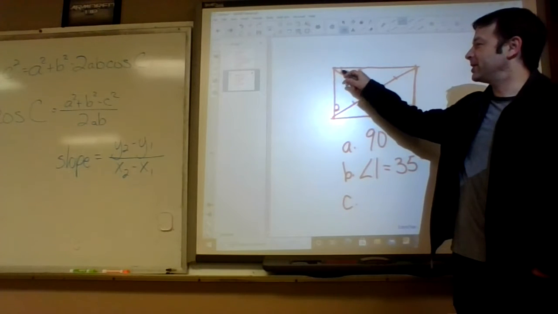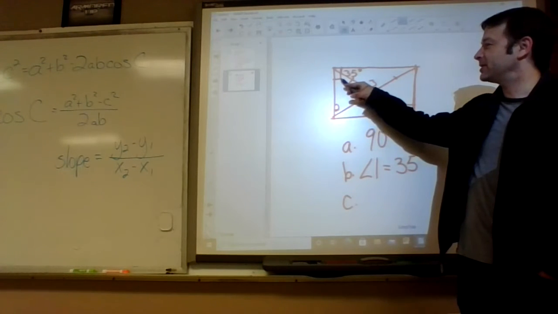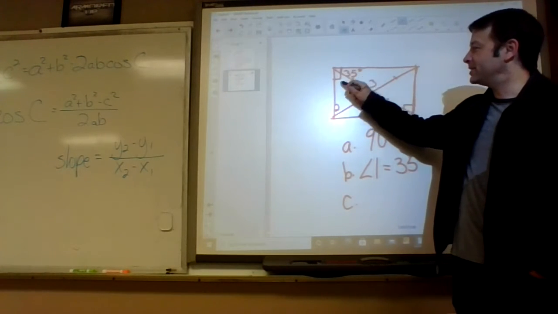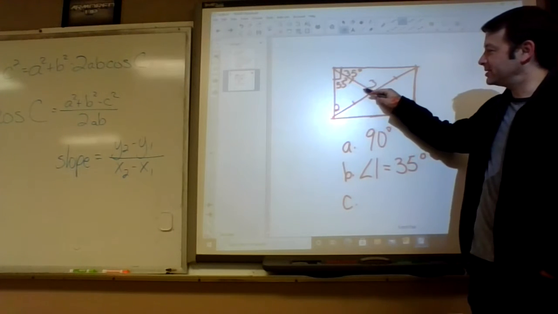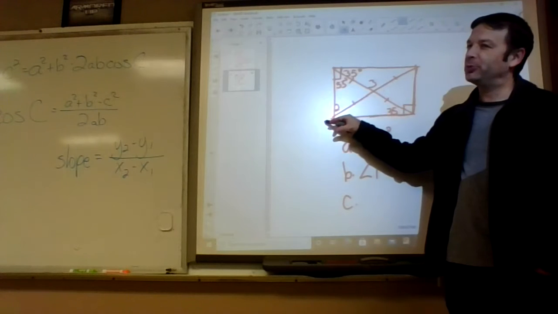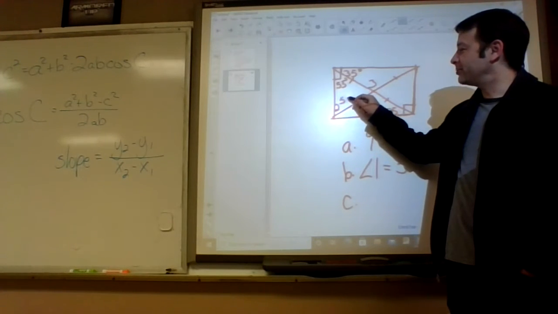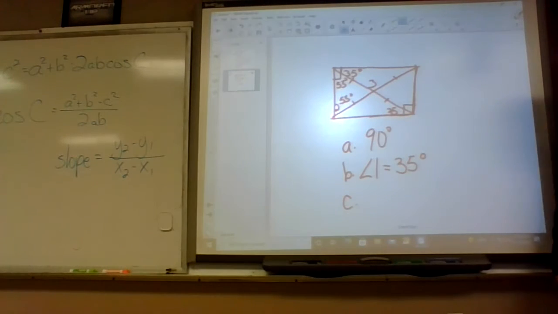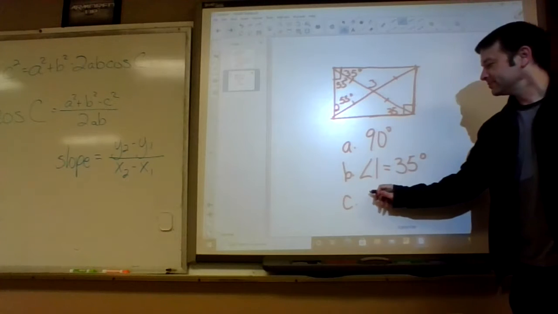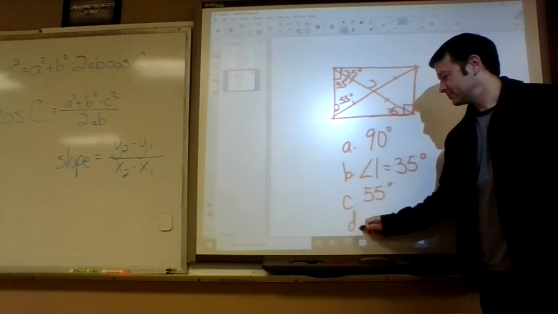Okay, what's the big angle? I just drew it, 90, because it's a rectangle. 90 minus 35 is 55. Because it's an isosceles triangle, there's more than one way to figure this out. The base angles have to be the same. Good job, Trey. It's all process.